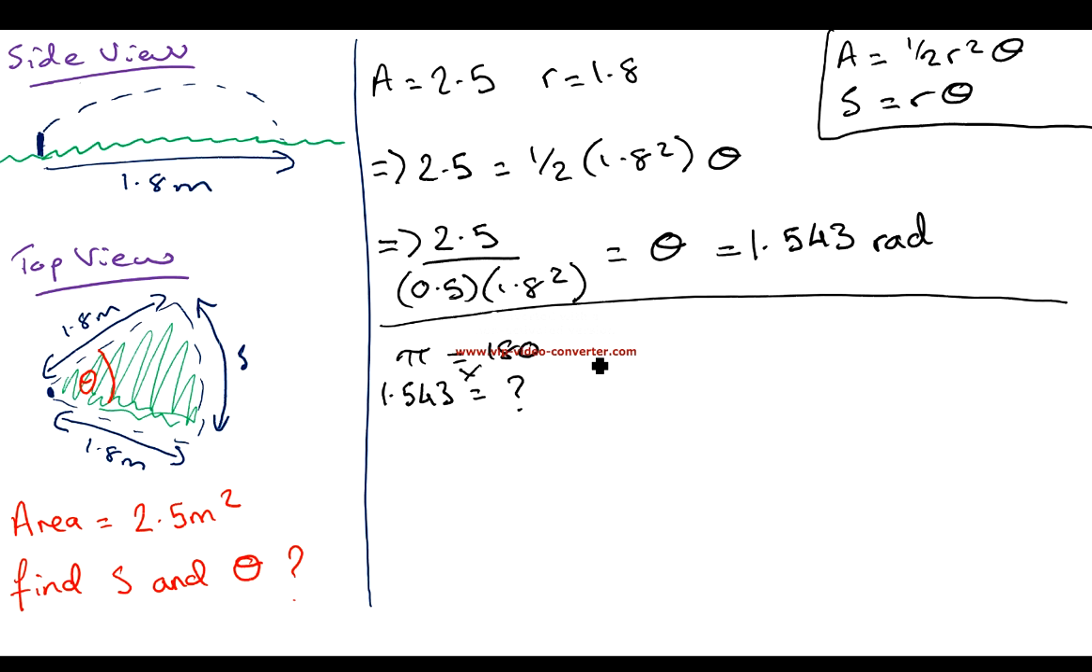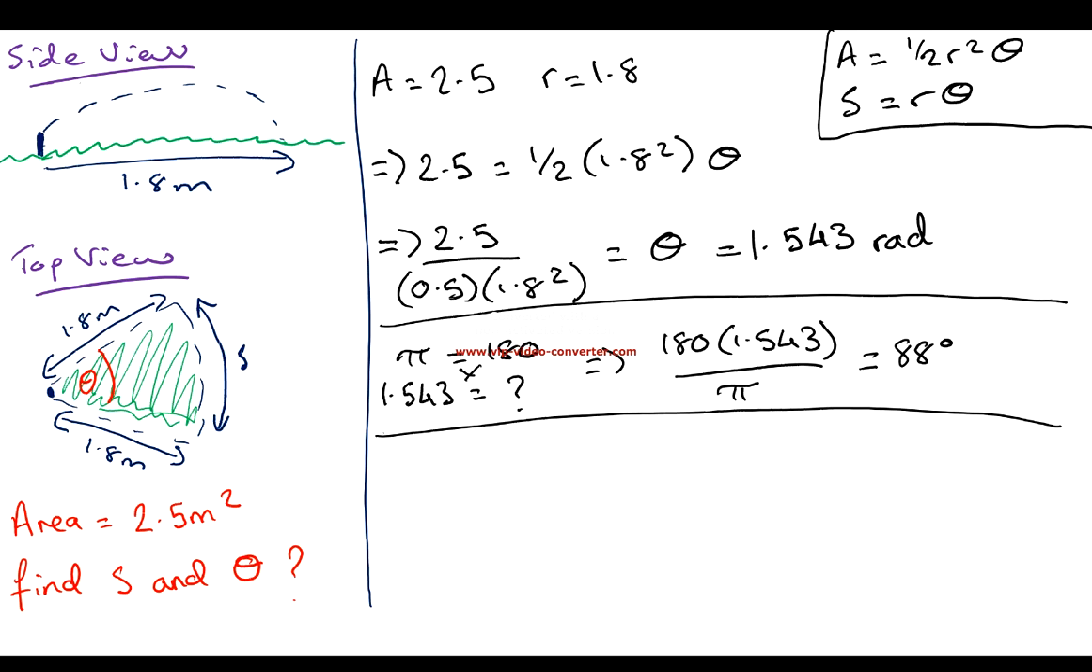So we draw the x between them. You multiply the two numbers that are linked together, and you divide by the number that's not linked to anything, and that will give you approximately 88 degrees. So you need to set your garden spray to 88 degrees to cover 2.5 meters squared of that area, and it'll be a sector area.